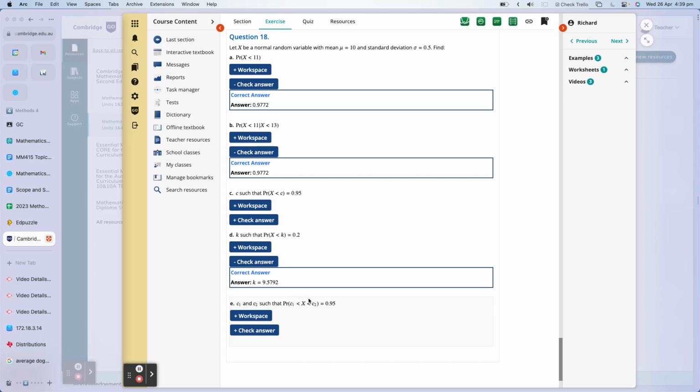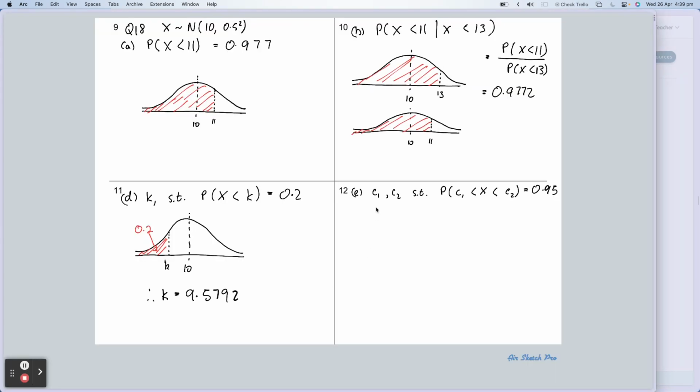Now, E is sandwiched between two values here. So X is between C1 and C2, and the probability under the curve, the area under the curve, is 0.95. The probability is 0.95. The area under the curve is 0.95. Okay, what does that mean? Now, I'm going to make one assumption here. And I'm going to assume that C1 and C2 are symmetrical about the mean. In other words, the distance from the mean to C1 is the same as the distance from the mean to C2. Otherwise, it's going to be a bit tricky for me to answer this.